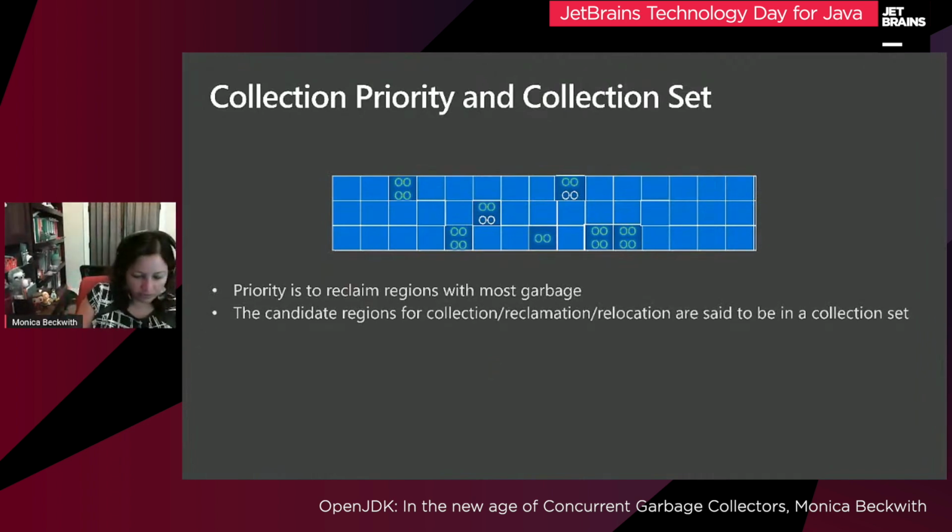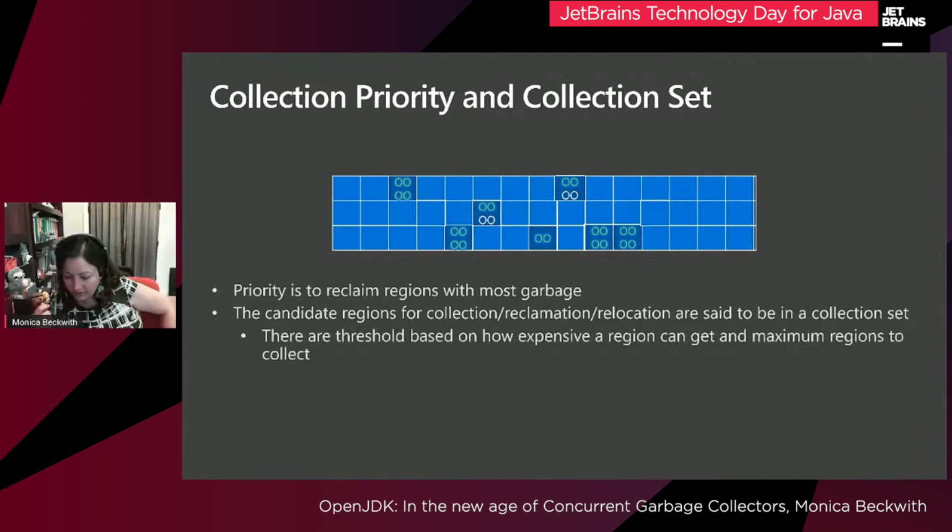The regions that we're going to reclaim during a pause are said to be in a collection set. So we identify the cheapest regions that we can reclaim, and that is kept in a collection set, where those will be the regions that will be reclaimed.